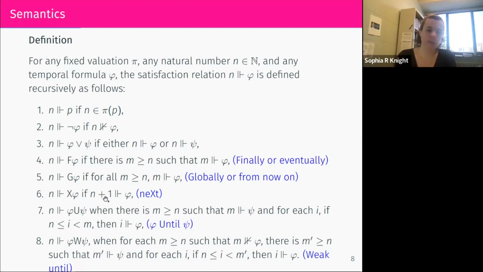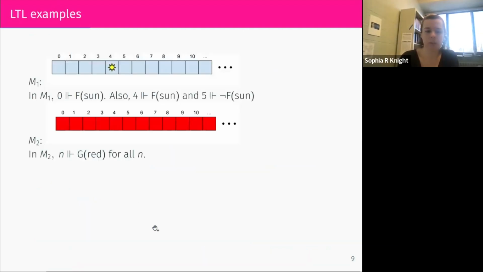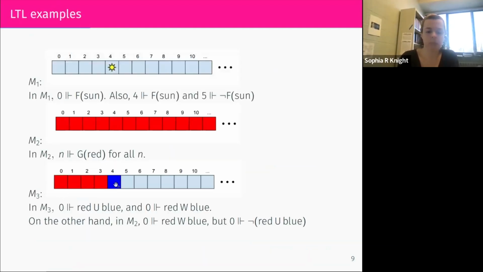X stands for next, and it just means it's true at the next time step, n+1. U stands for until, it's a binary operator. So this says phi until psi. So it says psi is true at some time in the future, and from now until psi is true, phi is always true. So I'll just show you a picture of that real quick. Here's a picture of red until blue at 0. So red is true now, and every time step until blue is true.